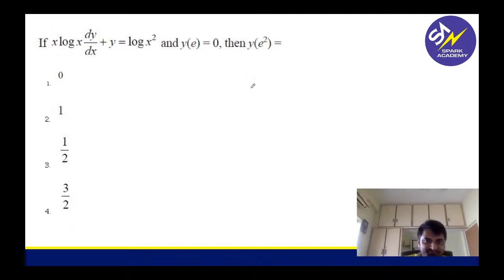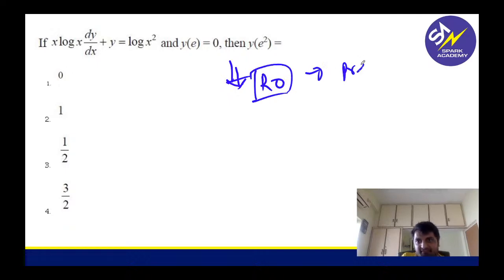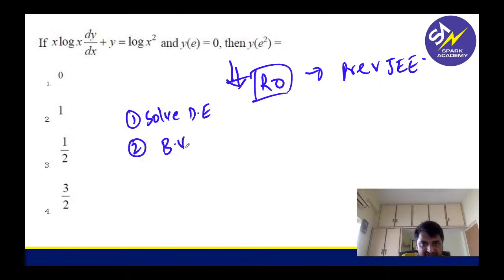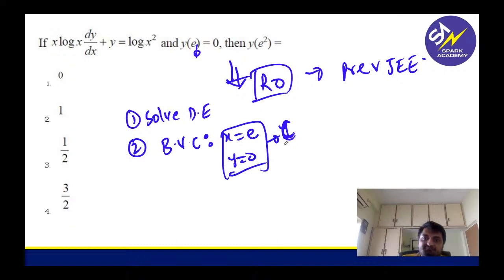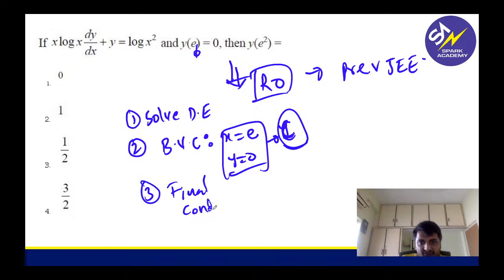This one, tell me. This one round 0 for us because we saw the same in previous JEE, right? Same question in previous JEE. First you have to solve the differential equation. Then you have to use boundary value conditions. That is what, x equals e you substitute and y equal to 0 you substitute, you will get the constant. Then what? Final condition you substitute. Final condition is what? X equal to e square.